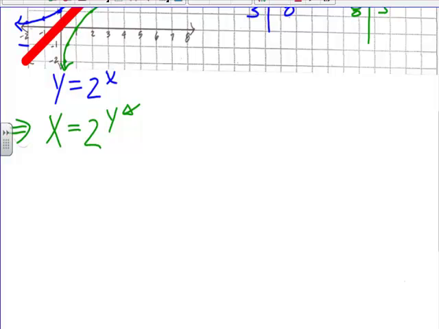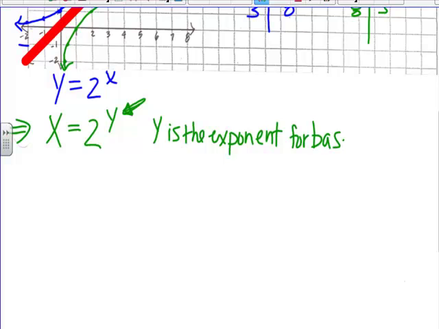If I was going to say in words what y is, I could say, well, y is the exponent, because I hope we can agree y in this case is an exponent. So y is the exponent for base 2, in this case 2 is our base, to get x. Okay, so there's a description in words of what it is.